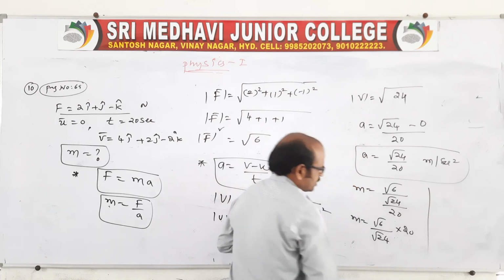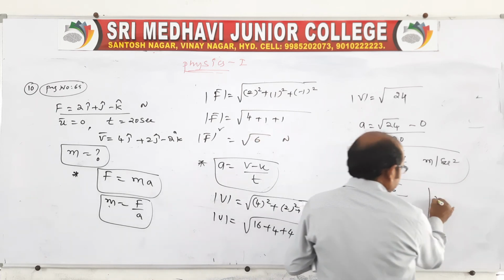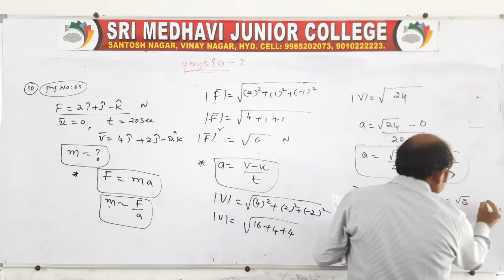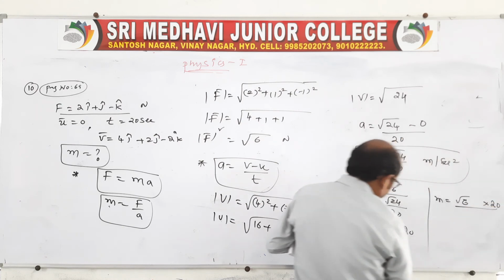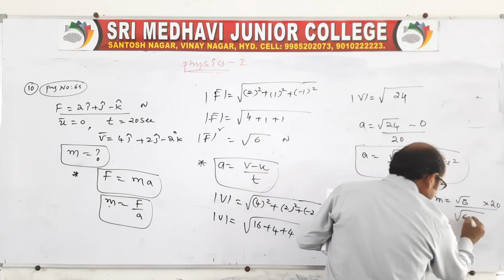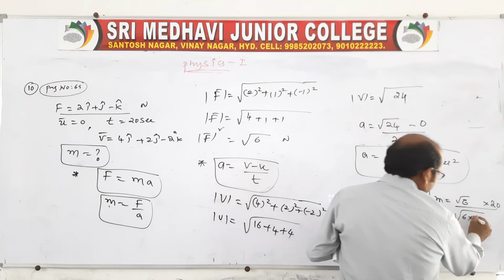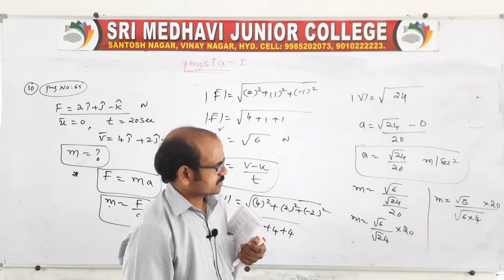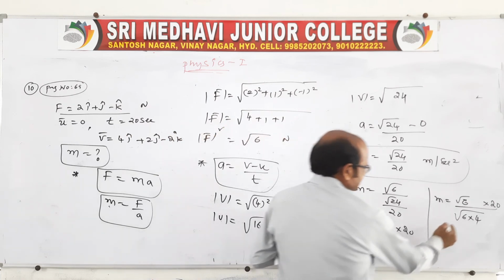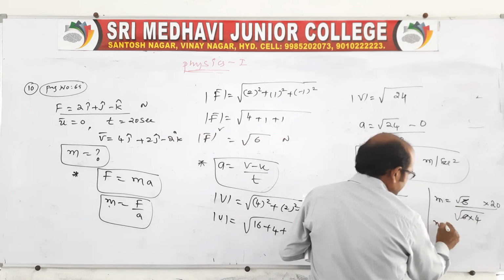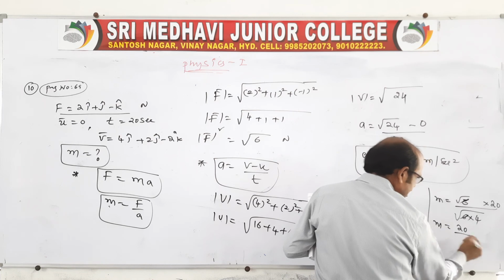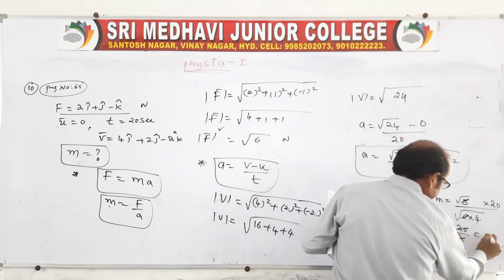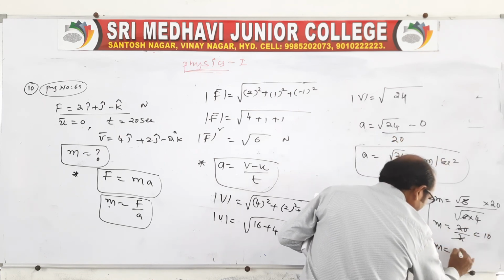Here I'll give you the simplification. We can take mass equal to root 6 into 20 by 24. Six fours are 24, so we can cancel: root 6 by root 24 is 1 by root 4, which is nothing but 1 by 2. So 2 ones are 2, 2 tens are 20 by 2, so the mass of the body is 10 kg.